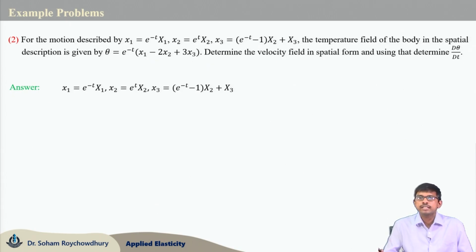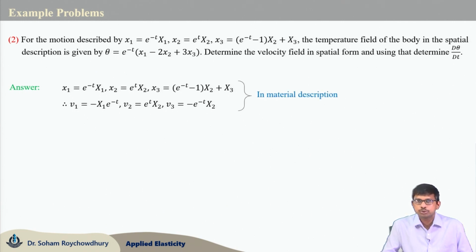So the problem is given in the material description. The deformed coordinates small x1, small x2, small x3 are given as function of material coordinate capital X1, capital X2, capital X3. By taking the time derivative, we can get the velocity components v1, v2, v3 in the material description as minus capital X1 e to the power minus t, e to the power t capital X2 and minus of e to the power minus t capital X2. These are the velocity components in the material description.